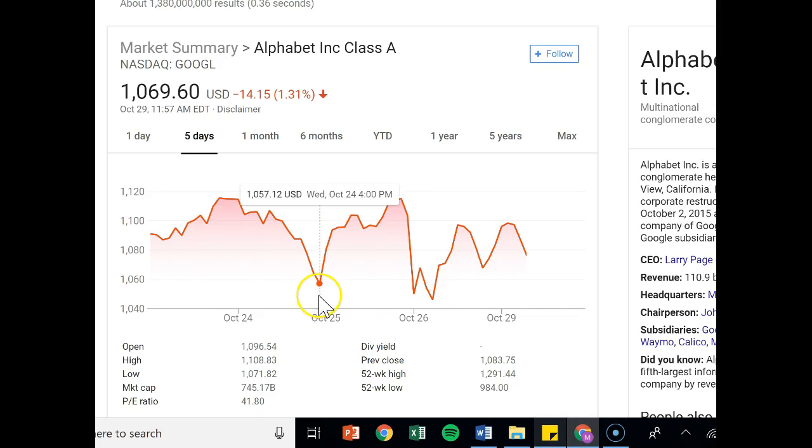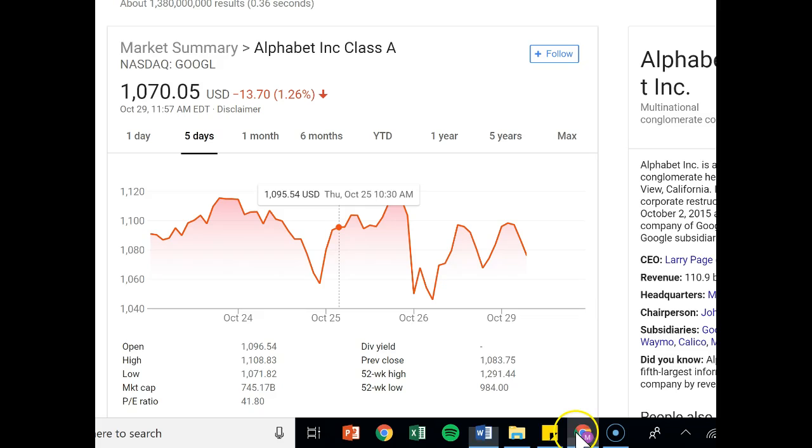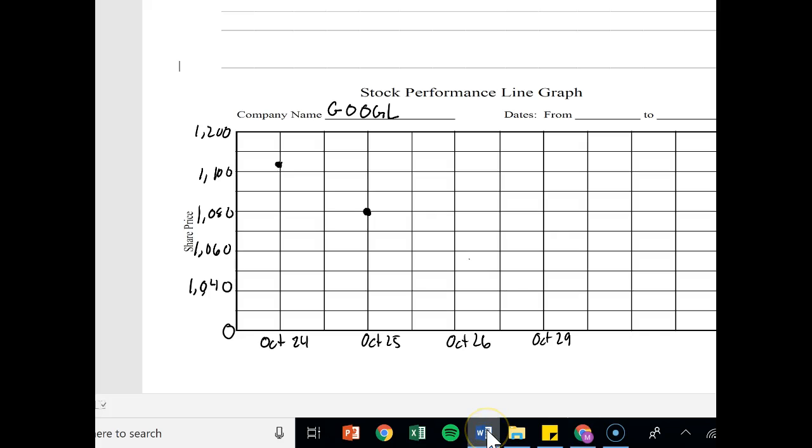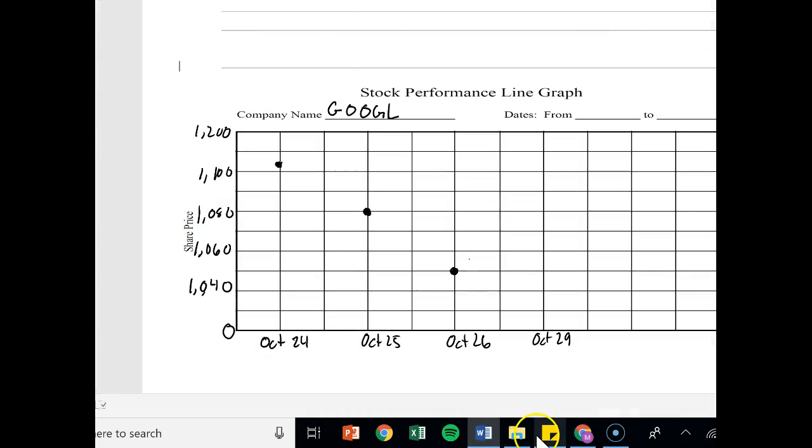And then we go to October 25th and we say, all right, what's the price? It's 1,080. So notice it dipped down to 1,080. So go to October 25th, go up to 1,080, put a dot. And then we're going to go to October 26th, and it went down to 1,050. So if this is 1,040, 1,050 would be halfway in between, put a dot there. And lastly, go to today, October 29th, and it's trading at 1,096, so almost 1,100. So October 29th, right just below 1,100.